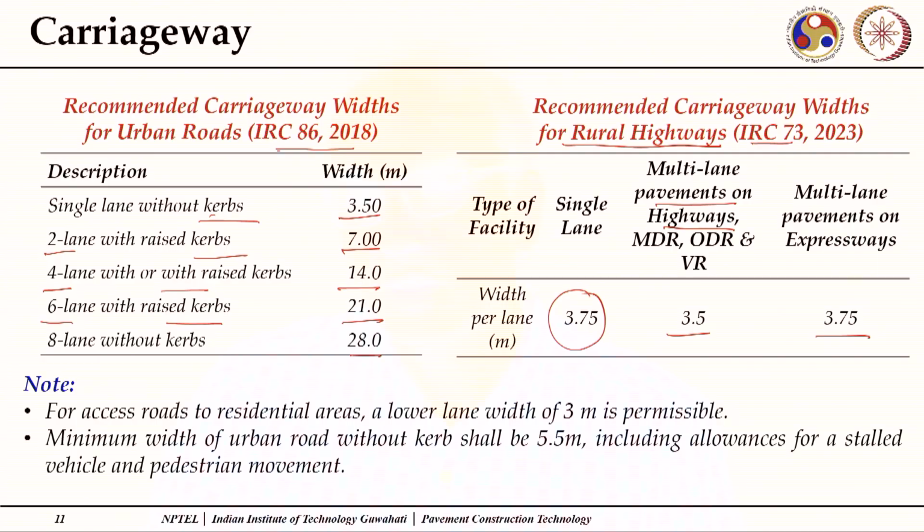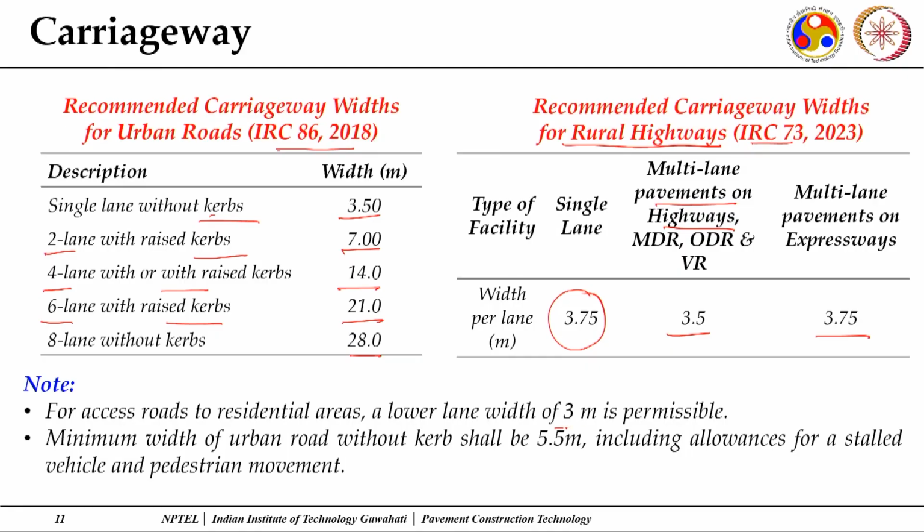So, if I need to have 2 lanes, then it is 3.75 into 2. If I need to have 3 lanes in one direction, it will be 3.75 into 3. For access roads to residential areas, a lower lane width is used; this is for urban sections. If there are certain limitations or restrictions, then you can reduce this 3.5 to 3 meter. If I need to construct any urban road without any provision of curbs, then I should provide a minimum width of 5.5 meter.